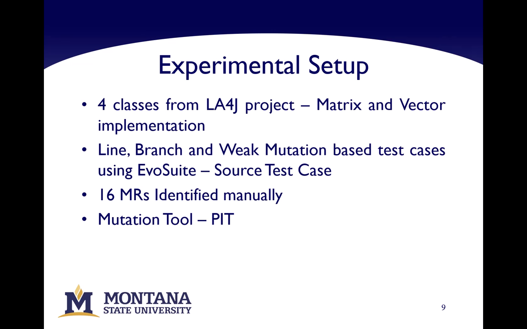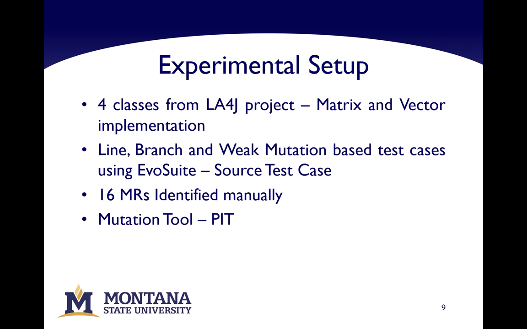To do the experiment, we used 4 different classes from the LA4J project, which is based on the Java programming language. These 4 classes have different matrix and vector implementations. To generate the source test cases, we used the EvoSuite tool, which generates line, branch, and weak mutation based test cases. We identified 16 metamorphic relations manually.